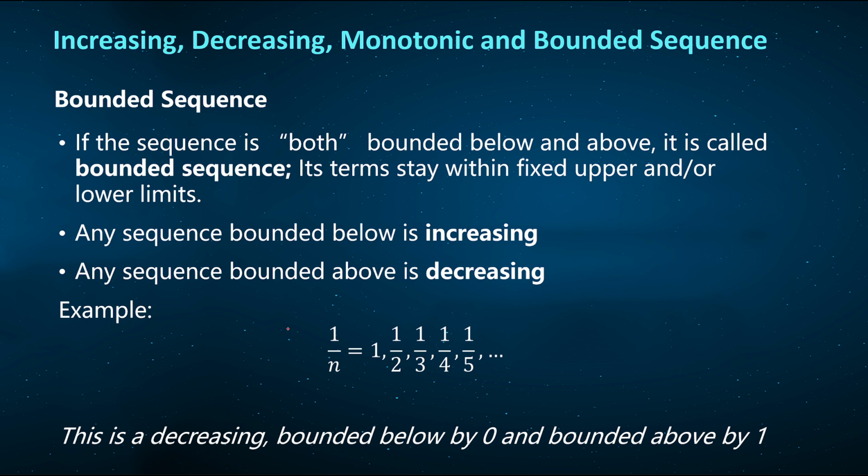A good example is this one. Having a general formula 1 over n, if we identify a few terms, we have 1 as our first term, 1/2 second term, 1/3 third term, 1/4, 1/5, and so forth. By analyzing the behavior of this sequence, it is decreasing, and it is bounded below by 0.